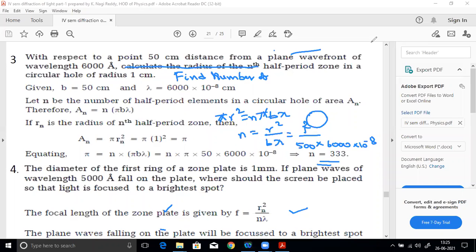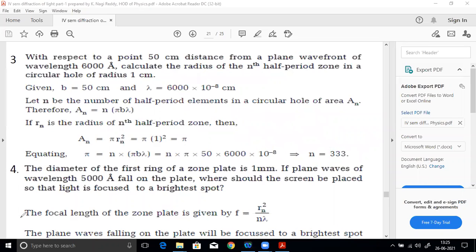So that is about that problem. Then the fourth problem: the diameter of the first ring of the zone plate is 1 millimeter. If a plane wave of wavelength 5000 angstroms falls on the plate, where should the screen be placed so that light will be focused to the brightest spot? The light focusing point is nothing but the focal point, so calculate that distance. You have to find the focal length.